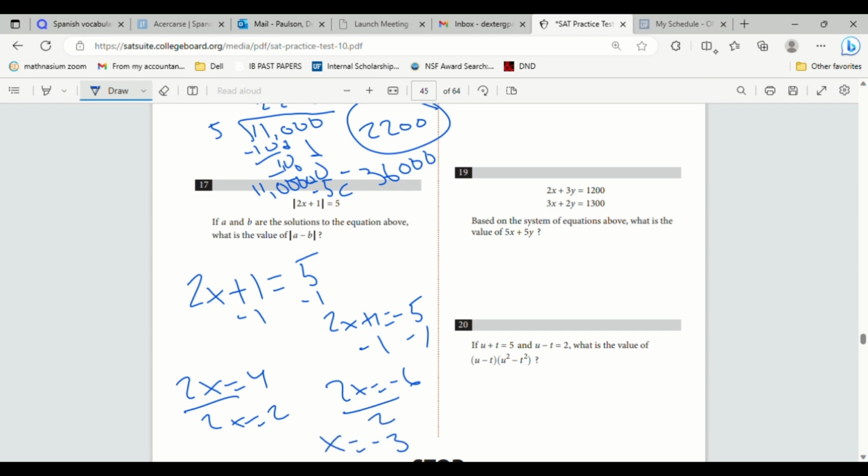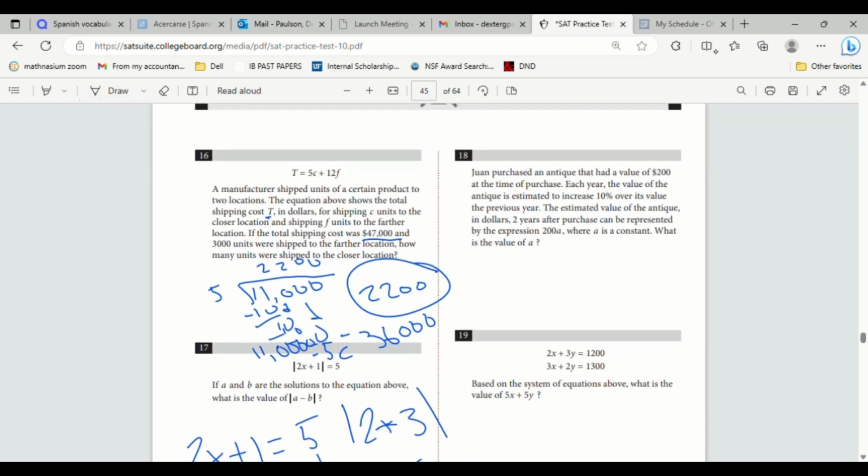Now it wants the value of the absolute value of A minus B. So the absolute value of positive 2 minus negative 3, that's 2 plus 3, which is 5. The absolute value of 5 equals 5.